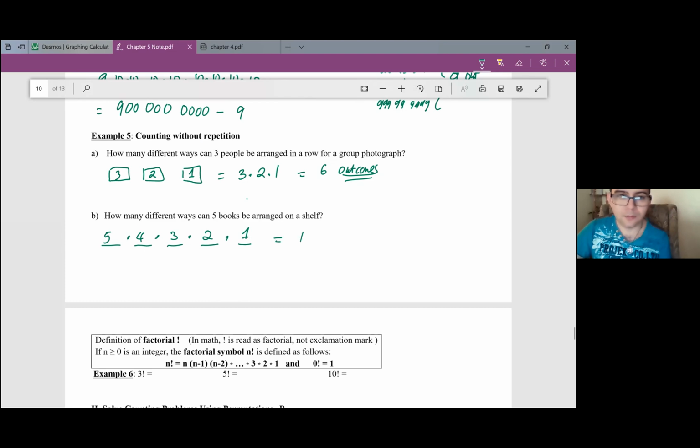There you go. Make sense? Okay. So you don't believe it? Later on, once the class is over, take 5 books and do the arrangement to see how many ways you can actually do 120 ways. So you guys see the difference between counting with repetitions and counting without repetition? Yes. All right. Very, very important.